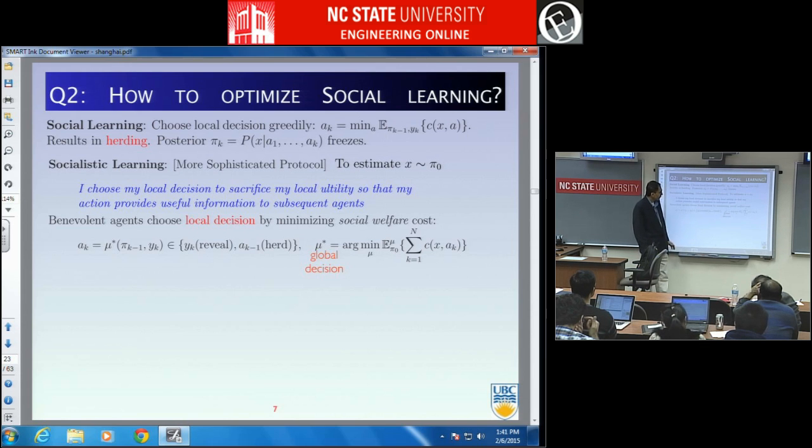And suppose I want to do this. What I want to do here is to decide which one of the two I pick at any given time, so as not to minimize just my local utility, which is capitalistic, but to minimize the cost of everybody. So this is a social welfare cost. This is a cost of everybody from type 1 to n, whereas this was only an individual.